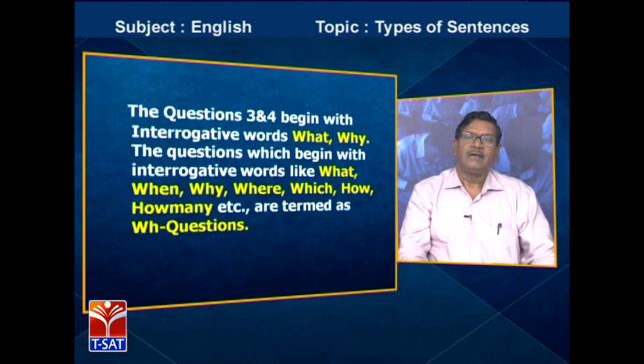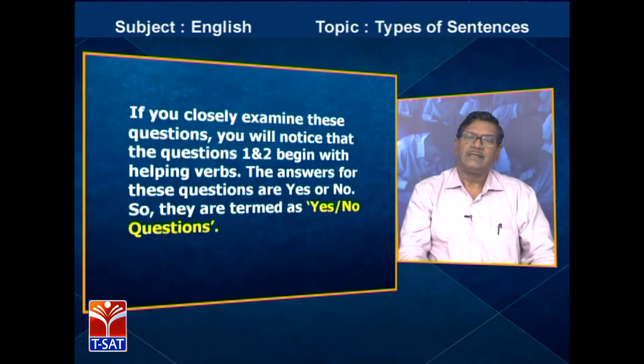Similarly, in the previous case, even in the assertive sentences we have two varieties. What are they? They are affirmative and negative. And now, among these interrogative sentences also, we have two varieties. One is questions which begin with a helping verb, or yes or no questions. Questions that begin with an interrogative word, that is wh questions.